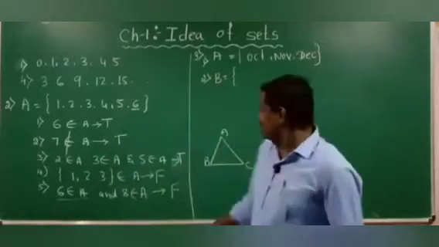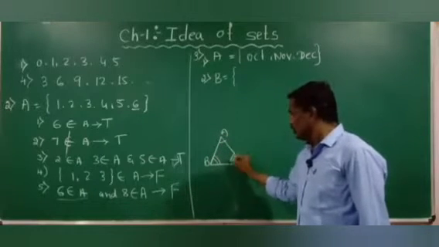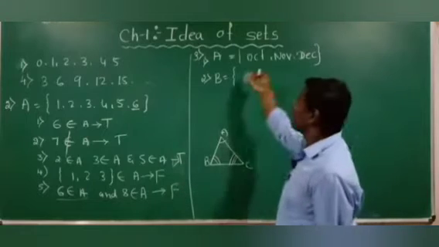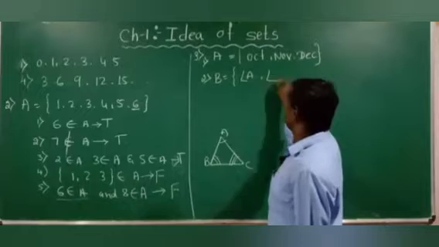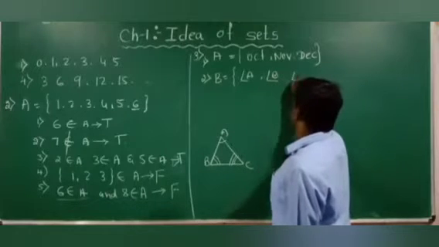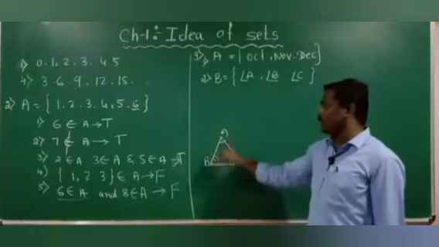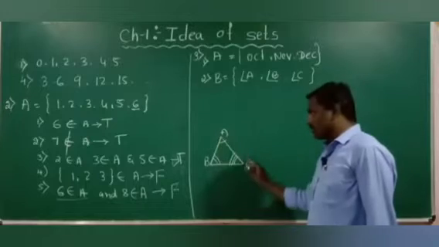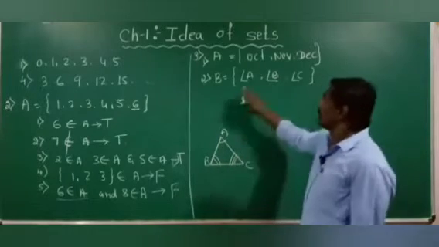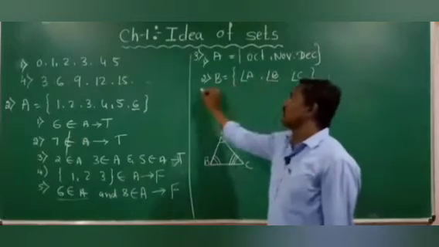So how many angles are there in triangle ABC? 1, 2, 3. 3 angles are there, no? Write the 3 angles in set B. Angle A, angle B and angle C. These 3 are the angles existing in triangle ABC. You can also write angle ABC, BAC and ACB. Simply we are representing 3 angles as angle A, B and C.